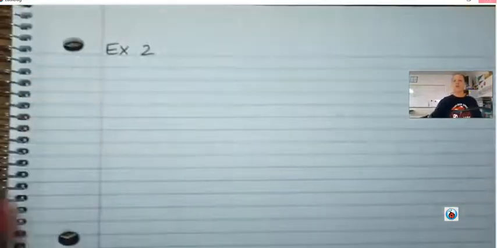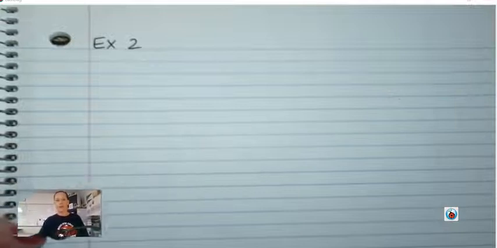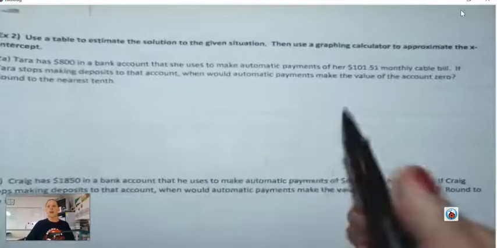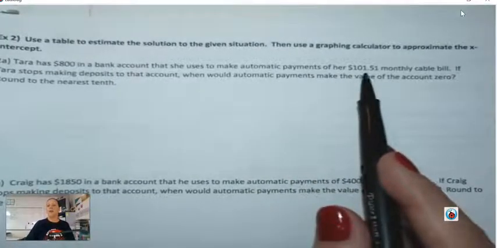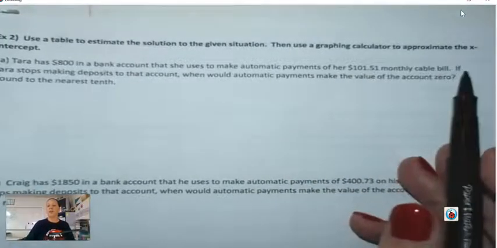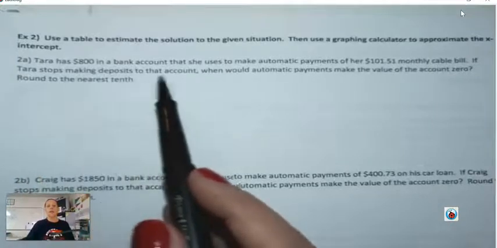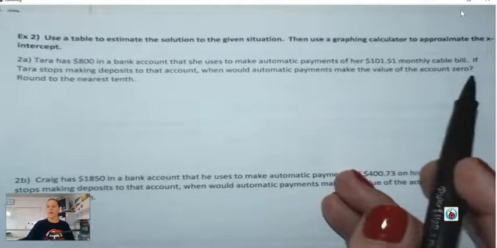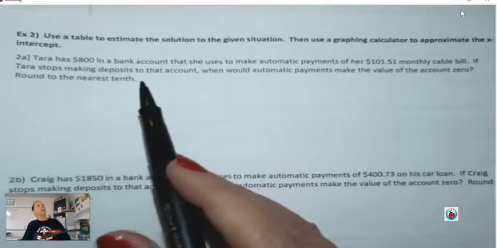These ones we can just do the math for. We don't even need the calculator. Okay, 2A. Tara has $800 in a bank account that she uses to make automatic payments of her $101.51 monthly cable bill. If Tara stops making deposits to that account, when would automatic payments make the value of the account 0, and round to the nearest tenth?